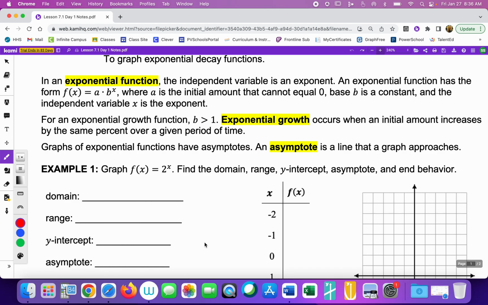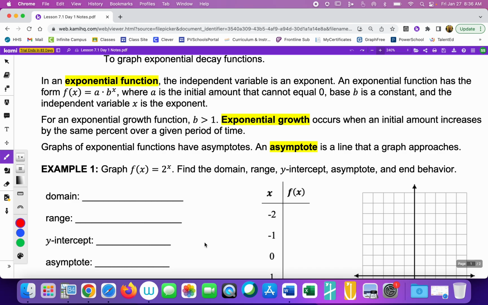A is the initial amount. So once we get into word problems, that will be the starting amount. And it won't equal 0 because otherwise it'll eliminate everything. The base b is a constant, meaning a number, and the independent variable x is the exponent. So when you plug numbers in, those would be the different exponents.